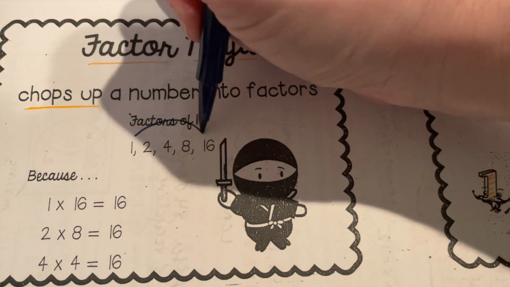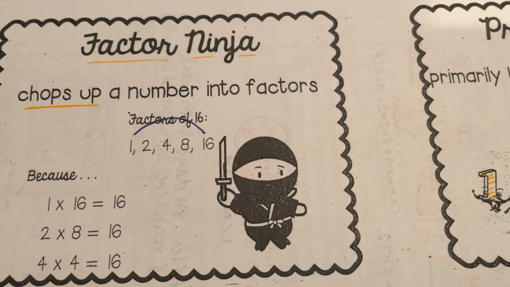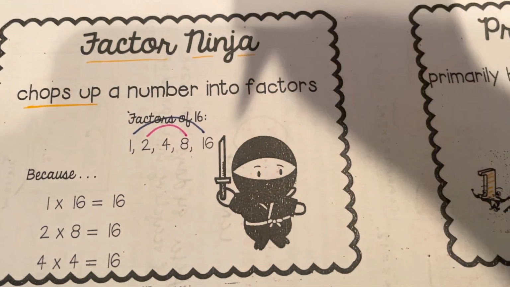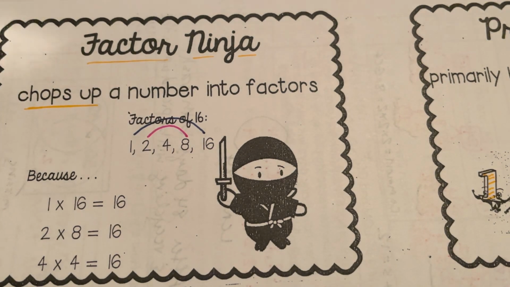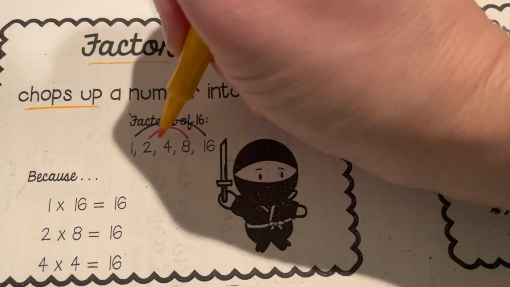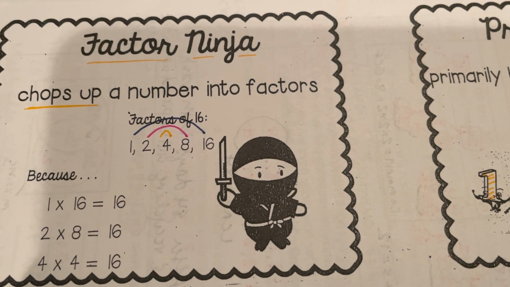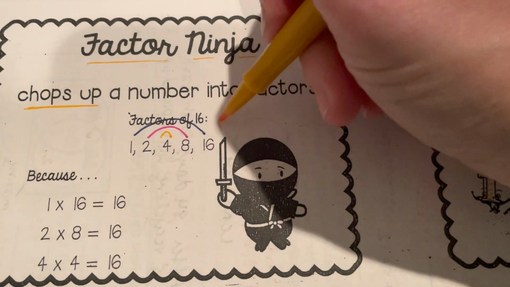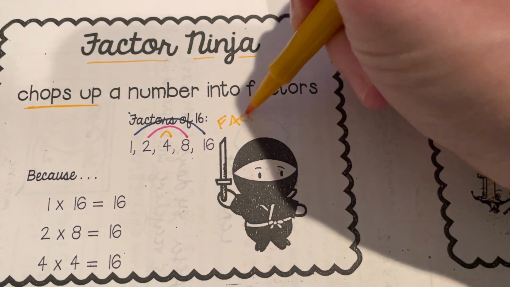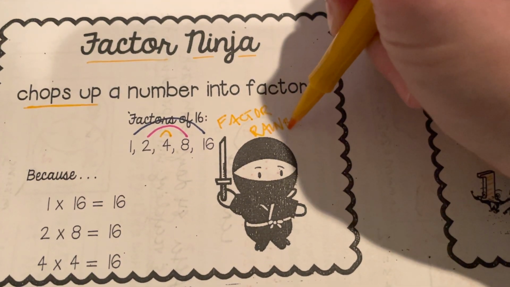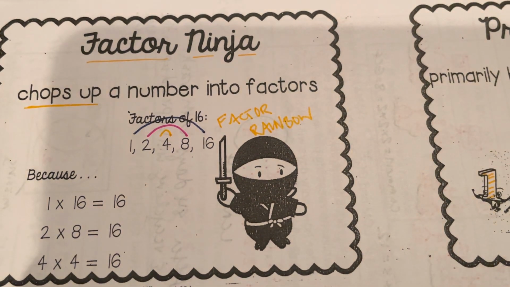Like 1 times 16 is 16. And then you do the next arc of the rainbow. 2 times 8 is 16. And then 4 times 4 is 16. It's only shown once because 4 is the same number, right? So it's a factor rainbow if you want to even add that on to your little Factor Ninja card. Factor rainbow. So these notes are already here for you.